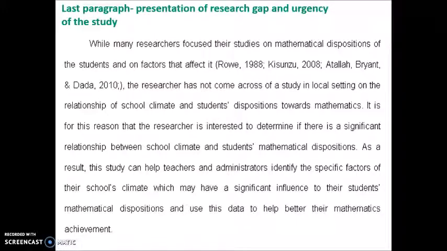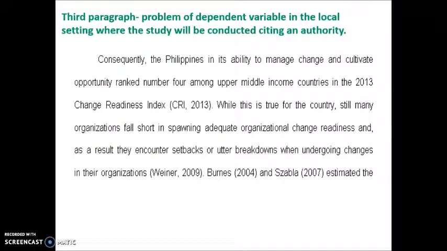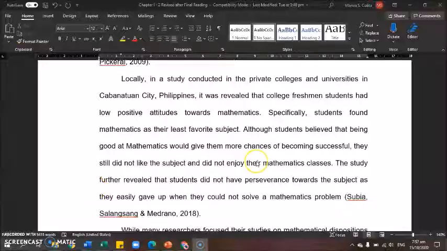Another example. Okay. This is also in the last paragraph. Another example for this. Right, so here is another example of the third paragraph. So this is from School Climate and Mathematical Disposition. So the third paragraph should be about the problem of mathematical dispositions of the students in the local setting.